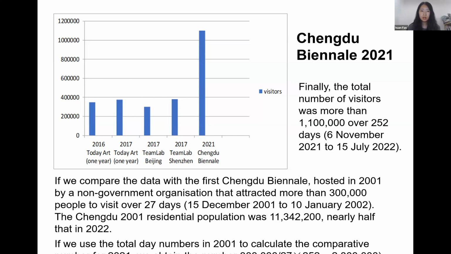252 days. If we compare the data with the first Chengdu Biennale, hosted in 2001, that attracted more than 300,000 people to visit over 27 days, and we use the total day numbers in 2001 to calculate the comparative figure for 2021, we get 2.8 million people. That means Chengdu has a big potential to cultivate its art culture.